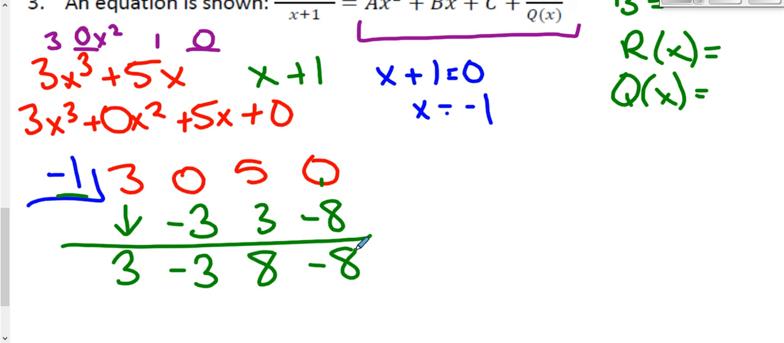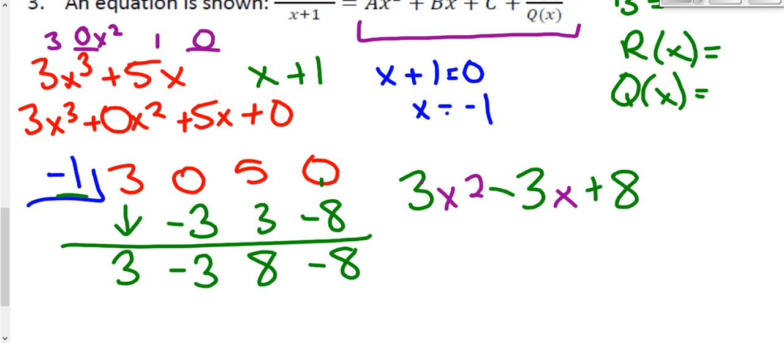That's much better. Okay, so to write this as a result, we're going to have 3, and it's going to be the coefficient of x squared. Our -3 is going to be the coefficient of x. Our +8 is going to just be a number, and the -8 is going to be the remainder over the thing I was dividing by, which was x plus 1.